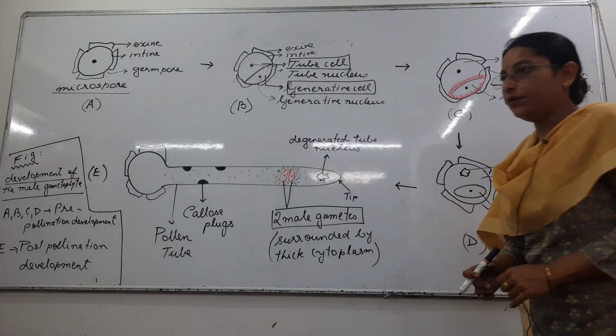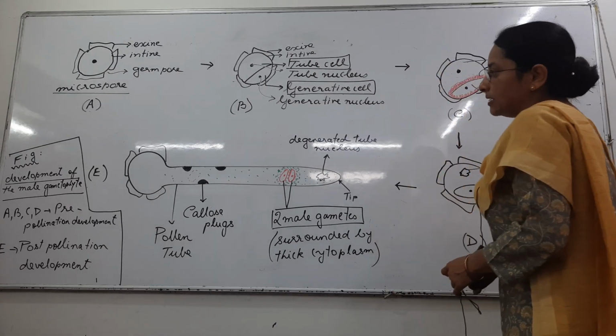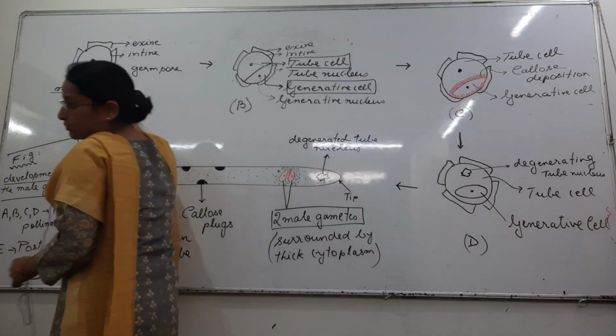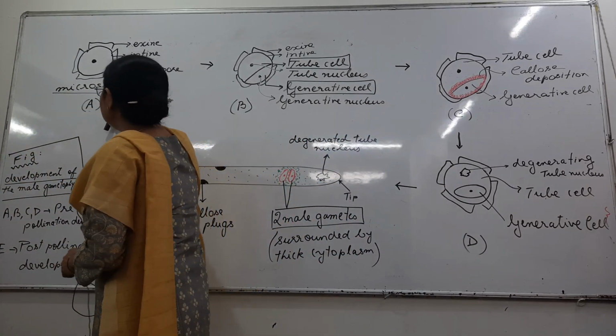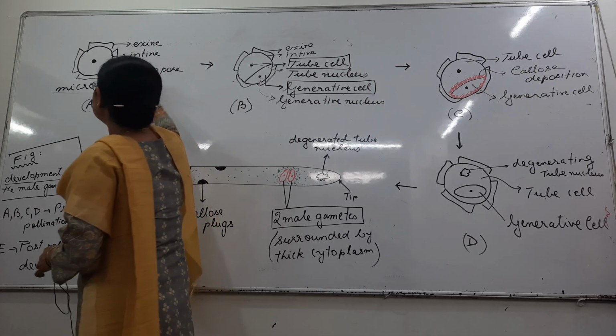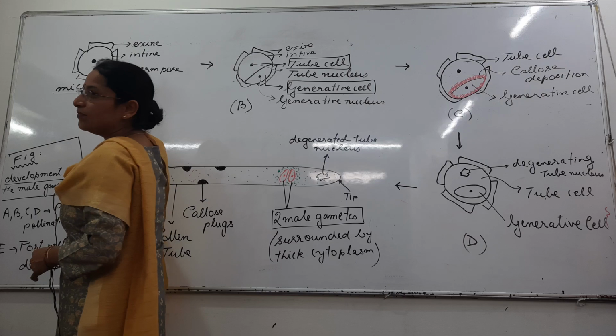All? Okay. So we are talking about what? Development of the male gametophyte. When we talk about the male gametophyte, what we are talking about is a microspore or a pollen grain. The structure of a pollen grain is something that we have already studied. It has coverings, exine and intine, we understood, right?